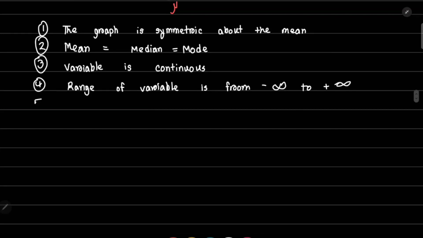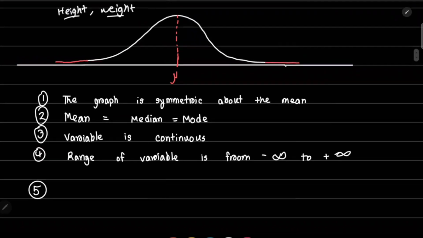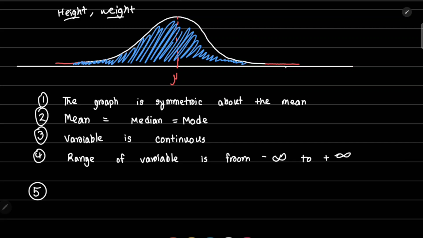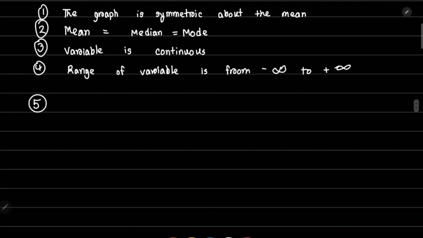And finally, this is a special point. We have to remember this. The area that is under the graph, so this whole area, this represents the probability. The area under the normal distribution is the probability. Now we know that for any case, the total probability is always 1.